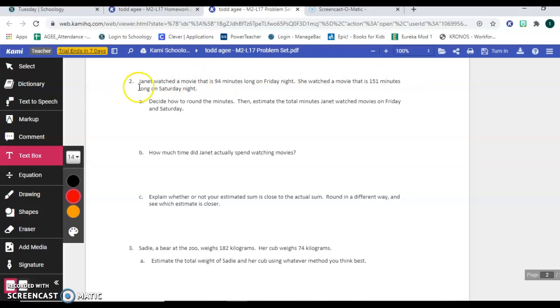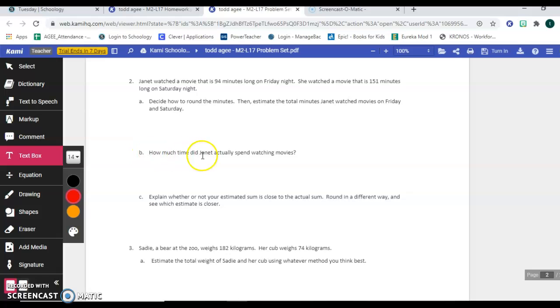So working through this problem, Janet watched a movie that is 94 minutes long on Friday night. She watched a movie that's 151 minutes long on Saturday night. Decide how to round the minutes. That means to the nearest 10 or the nearest 100. Then estimate the total minutes Janet watched movies on Friday and Saturday. So estimate the sum. So write an equation. It might be 90 plus 150. It might be 100 plus 200. Those would be your two choices here.